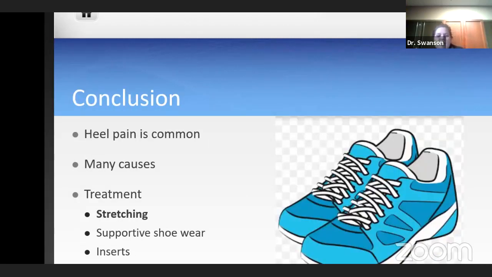So in conclusion, heel pain is very common. It's one of the most common things we see on a daily basis in our practice. We went through many different causes. It's not always just that plantar fasciitis. That's why it's important to come in as soon as possible to get figured out what's causing it so we can help it get resolved as soon as possible for you. Again, that stretching is the most important thing for symptoms and for resolving the issue. And then also supportive shoe wear and those inserts that we talked about. And that's really all that we have for you.